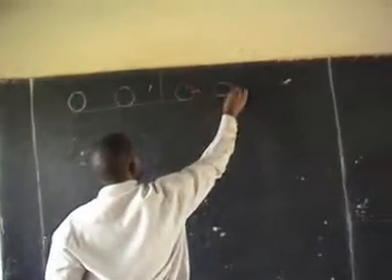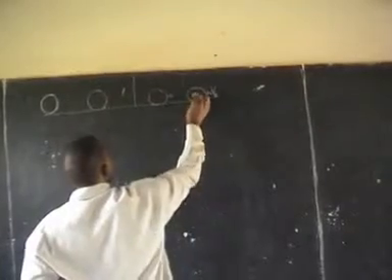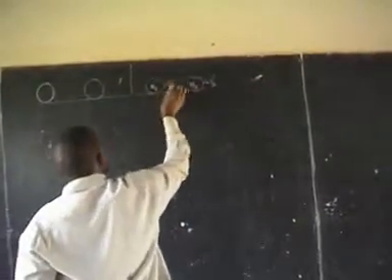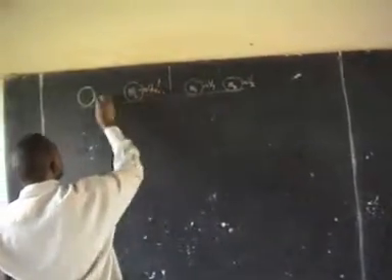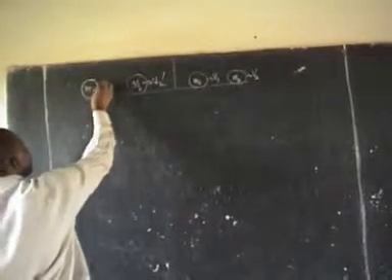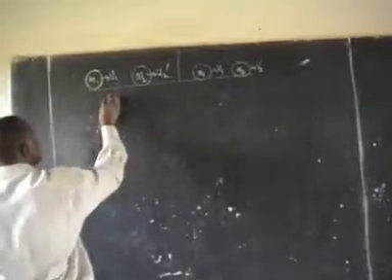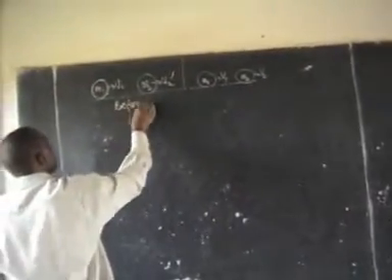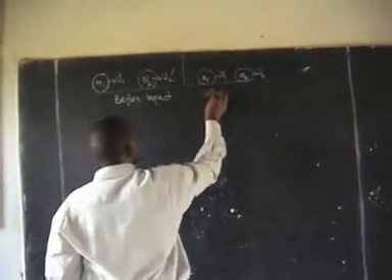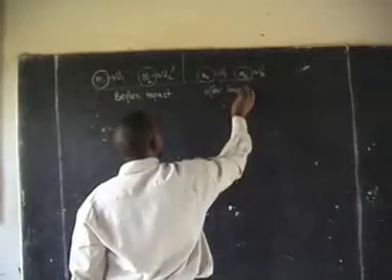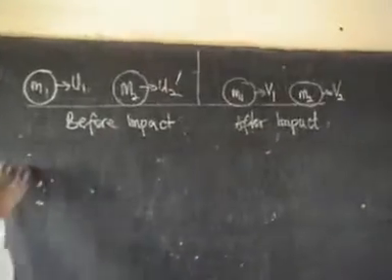So this is after you've seen that this is V2, M2, M1, V1. This is M2, V2, M1. This is before impact. This is after impact.